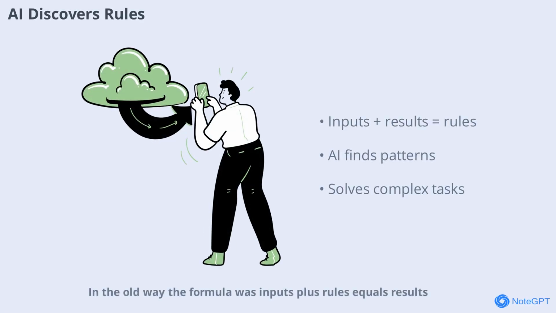In the old way, the formula was inputs plus rules equals results. With machine learning, it's reversed: inputs plus results equals rules. The system itself uncovers the underlying rules, not the programmer. This is exactly why AI can tackle problems that are too complex for humans to write explicit rules for, like face recognition or natural language understanding.